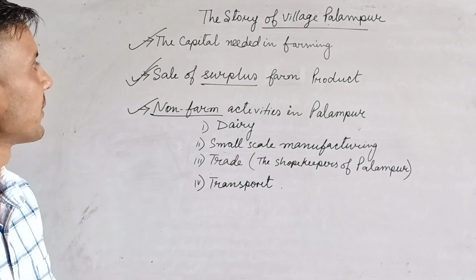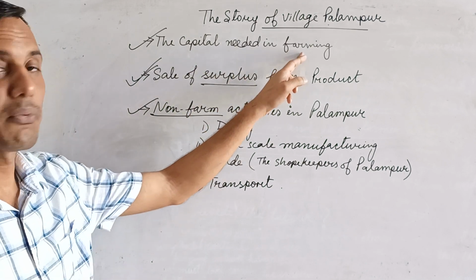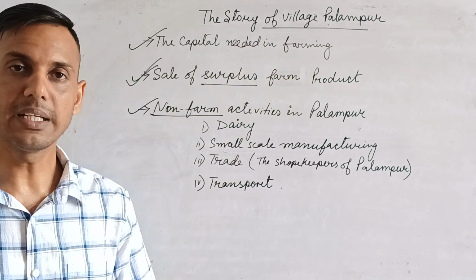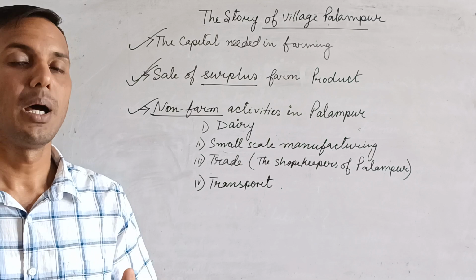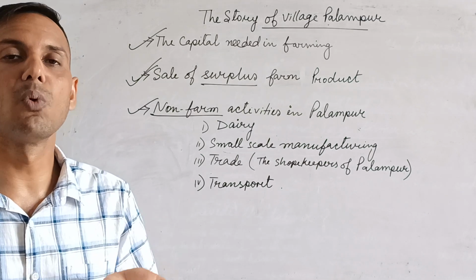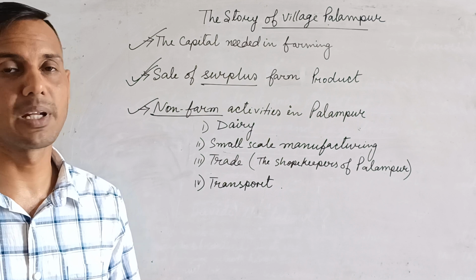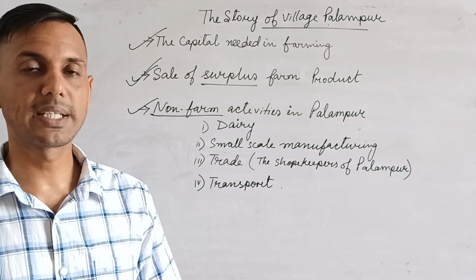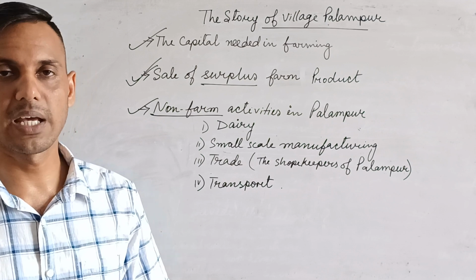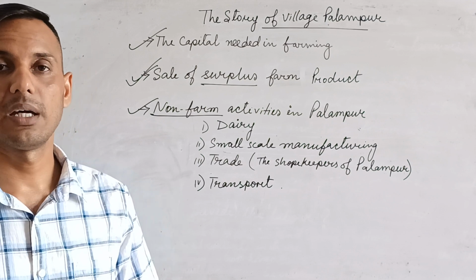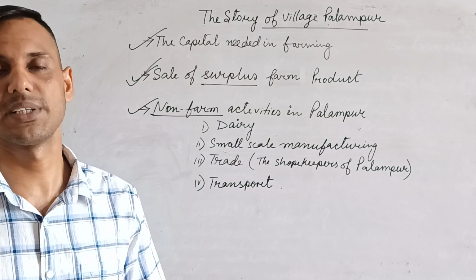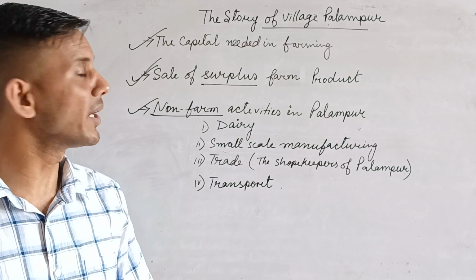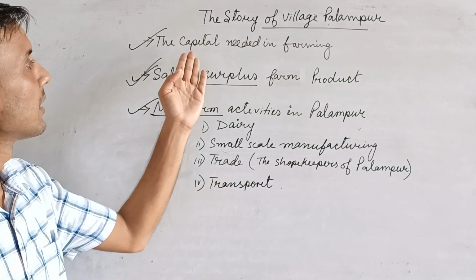Okay, quickly see what we discussed. Capital needed in farming: why do you need the capital? I said that if you want to use modern farming methods to produce more, if you want to increase productivity, definitely you have to use modern methods. For example, HYV seed, fertilizer, irrigation facilities, tractor. These are the modern things, and if you want to use them, then definitely you need capital.